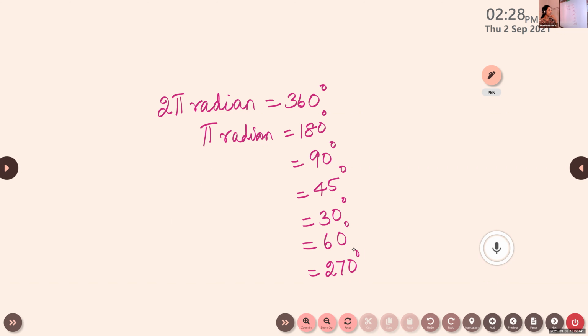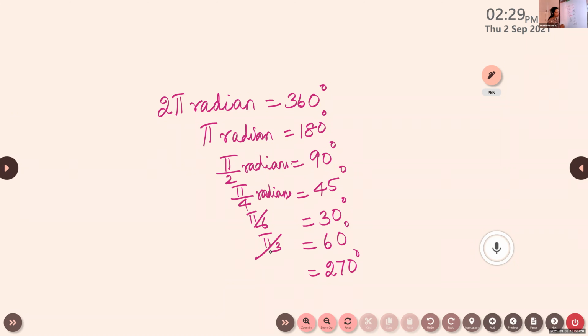So what about 90 degrees? How will you write 90 degrees? Pi by 2 radians. If we simply write pi by 2, we can understand that it is given in radians. What about 45? Pi by 4. Instead of saying 45, hereafter we say pi by 4 radians. 30 means pi by 6. 60 is pi by 3.